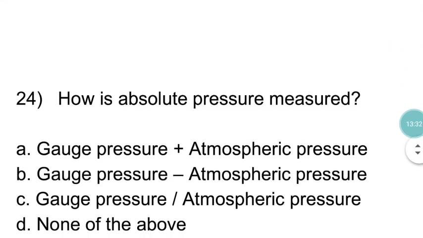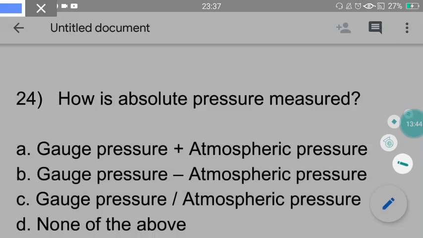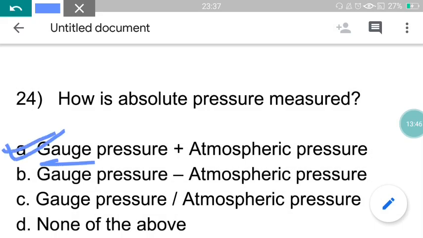Question number 24. How is the absolute pressure measured? So what is the formula of absolute pressure? So absolute pressure is equal to the gauge pressure plus atmospheric pressure. Okay, the correct answer for this question is option A. Absolute pressure is nothing but the summation of gauge pressure and the atmospheric pressure.